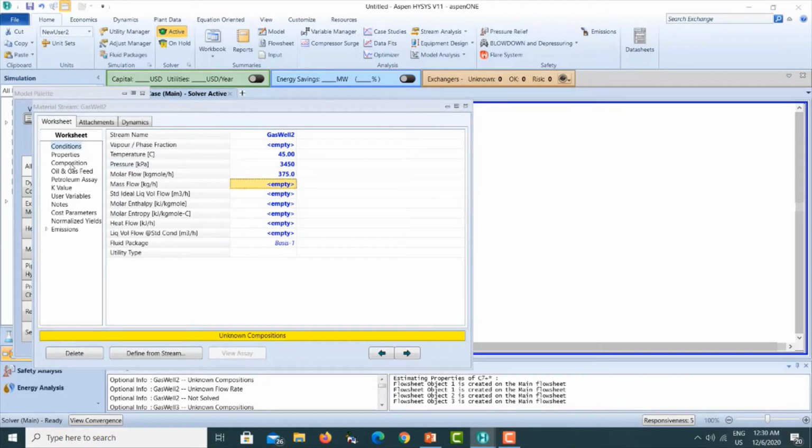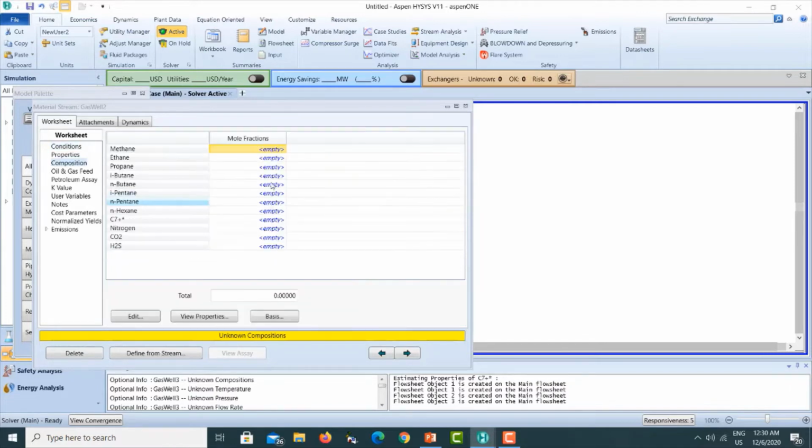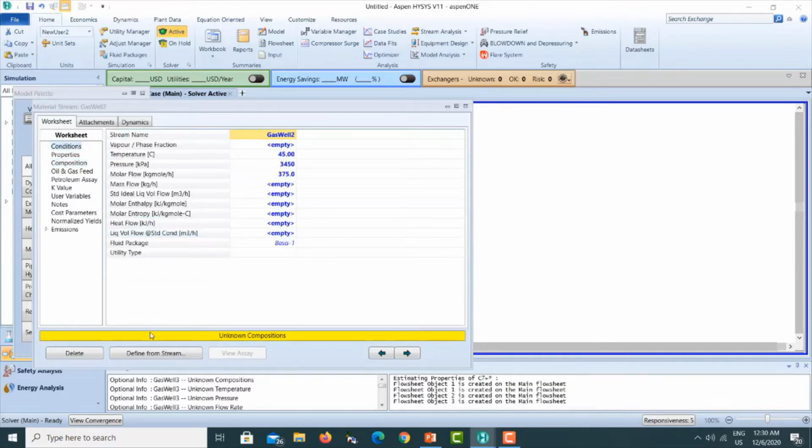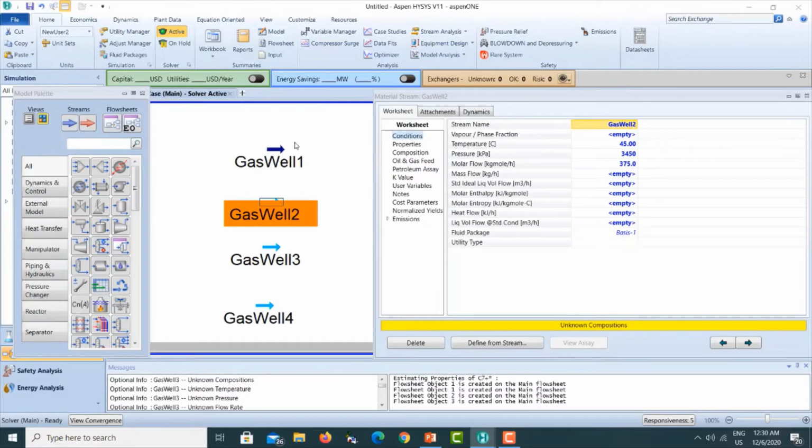Regarding the composition, we are assuming that the composition of all the wells is the same, so either we can key in the information manually, or we can just go to define from other streams. We already defined the composition of stream 1. So we need to take the composition from this stream well into stream 2, and also from stream 2 to 3 and 3 to 4, like this.